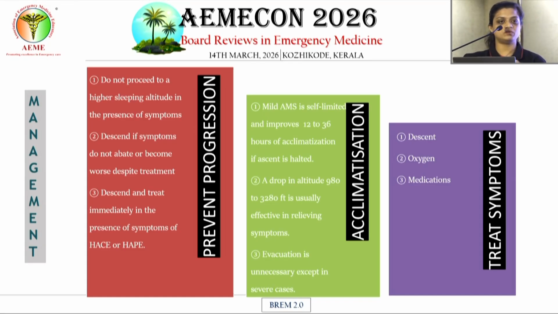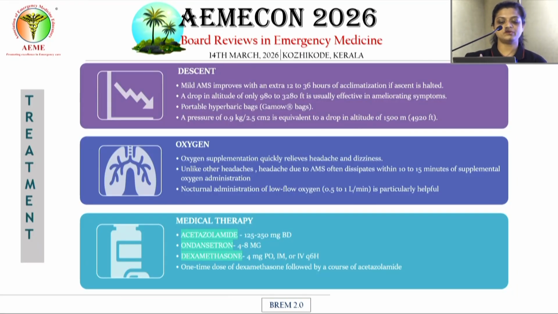Third thing is you have to treat the symptoms. So how do you treat the symptoms? There are again 3 things: descent, oxygen, and medical therapy. Descent, descent, descent. Descent is the single most important thing which can save your patient. If the patient is having some kind of non-specific symptoms which we discussed, you can tell them that don't go up, you have to rest where you are.